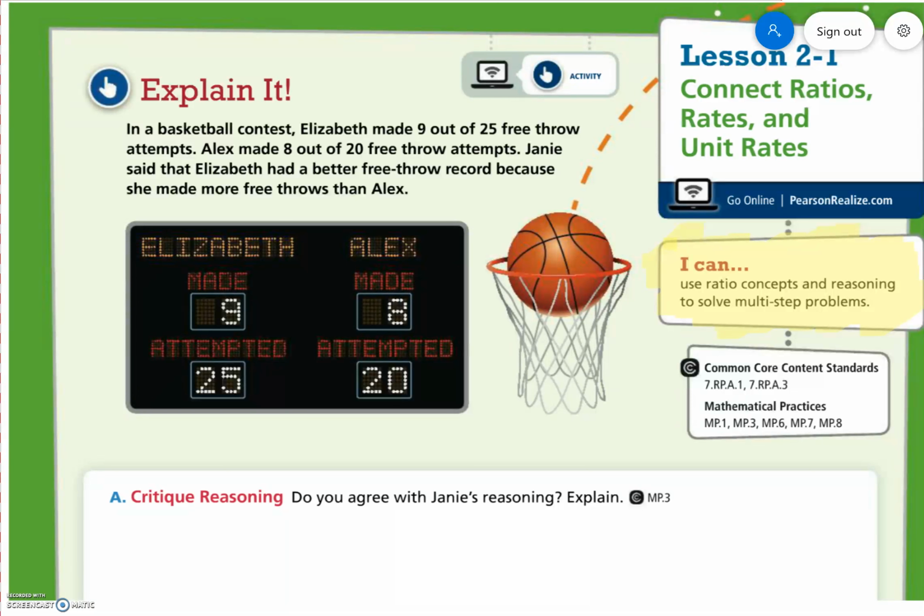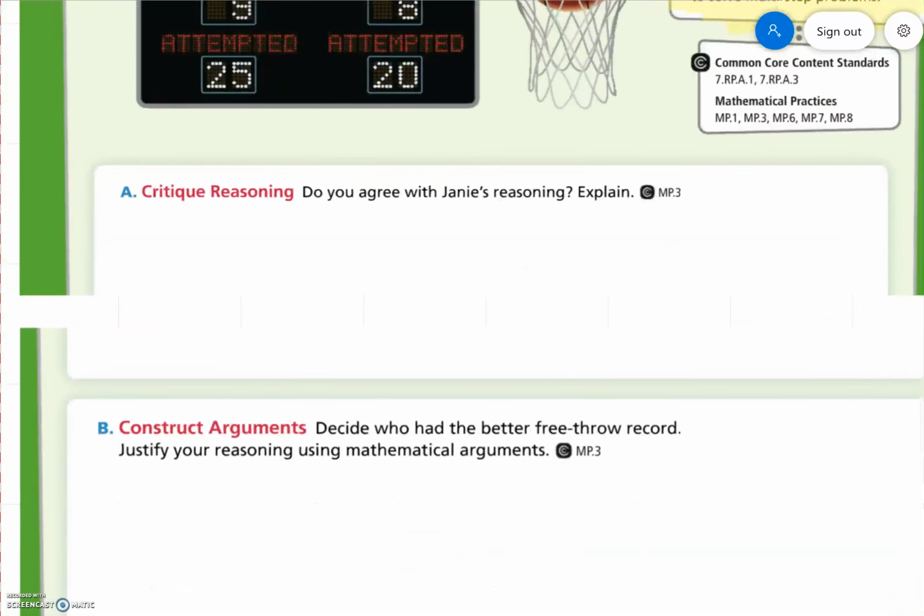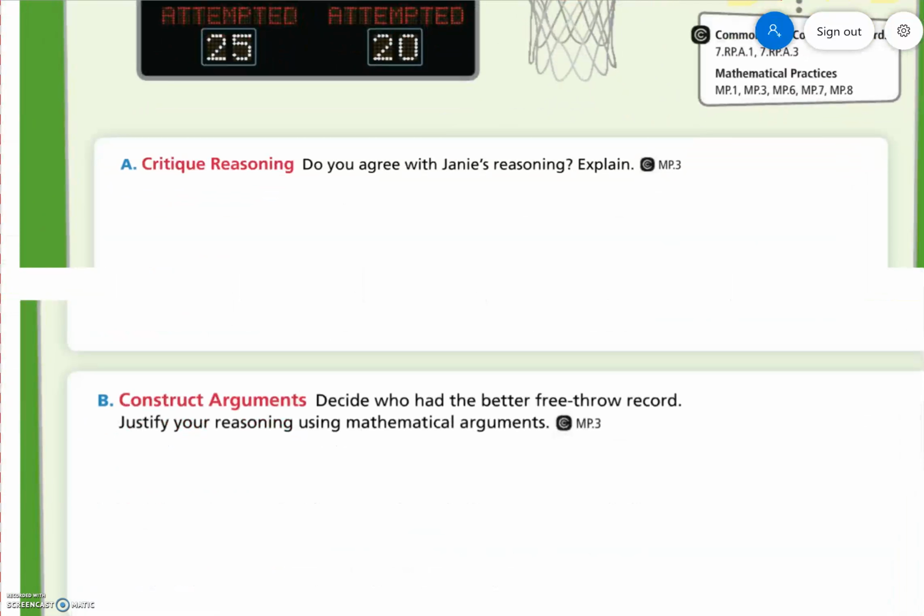So let's explain it. In a basketball contest, Elizabeth made 9 out of 25 free throw attempts. Alex made 8 out of 20 free throw attempts. Janie said that Elizabeth had a better free throw record because she made more free throws than Alex. Do you agree with Janie's reasoning? Explain. And decide who had the better free throw record. Justify your reasoning by using mathematical arguments. So pause the video, write something down for both A and B, and press play when you're ready to go over it.